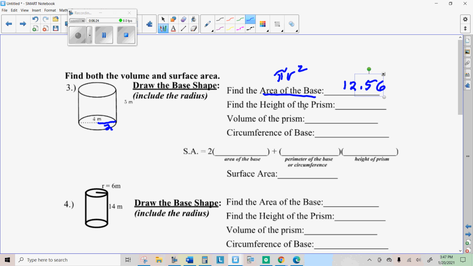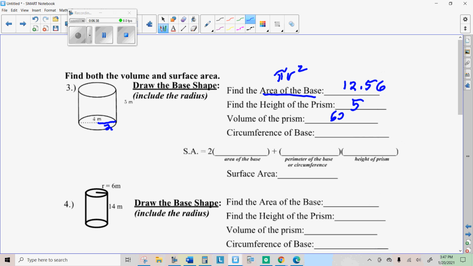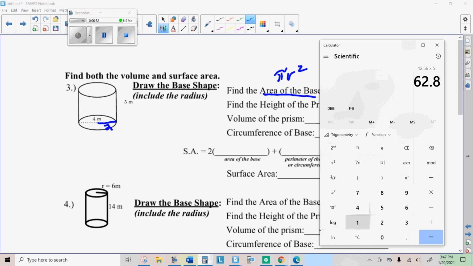And we're going to find the height of the prism. That's 5. To get the volume, you just multiply the area of the base times the height. So 12.56 times 5, 62.8. Now to find the surface area, we're going to need the circumference, which is diameter times pi, which is 4 times 3.14. 12.56.